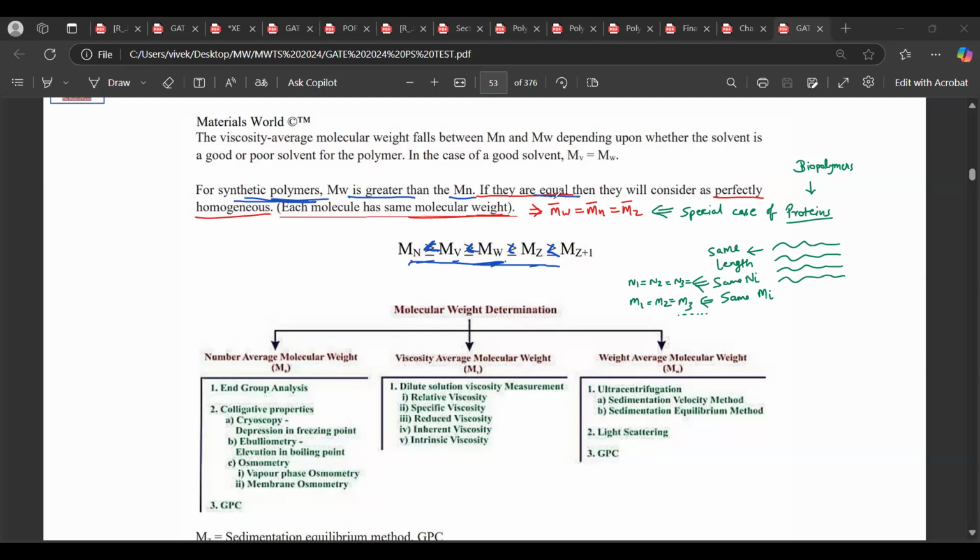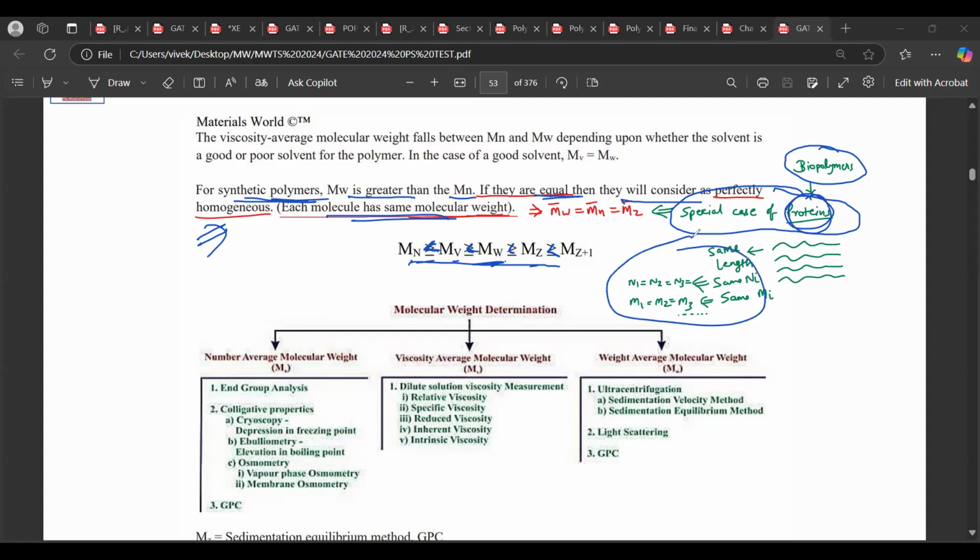But if they are equal, if Mn and Mw are equal, they will be considered perfectly homogeneous. It means each molecule has the same molecular weight, and we call them monodisperse. What is a special case? Do you know any polymer or biopolymer that is monodisperse? Yes, all the biopolymers or proteins. Proteins are monodisperse, having the same length, same Ni, same Mi. So that is the idea you have to remember, please. And this is asked in GATE.